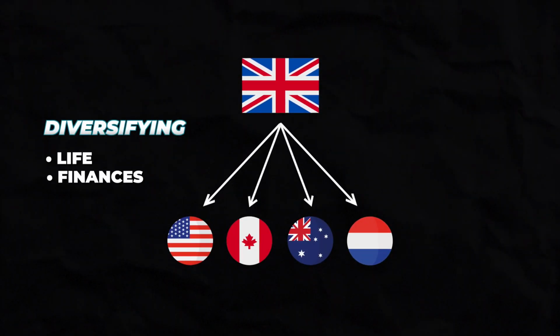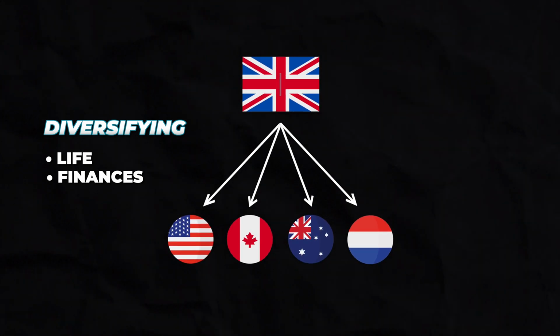Now, in a nutshell, the 5-flag theory is a concept that has been gaining popularity over the years, and it's all about diversifying your life and finances across multiple countries so that you're not dependent on just one.